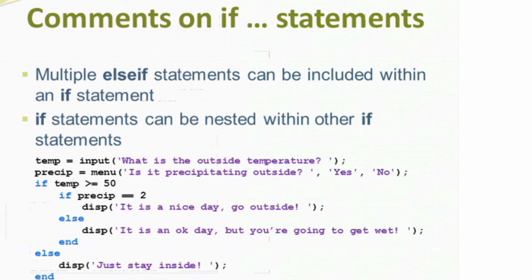So if the temperature is greater than 50 degrees and it's not precipitating, well, it's a nice day, you should go outside. Otherwise, that means that it is warm enough to go outside, but it might be raining or something like that. So you go outside, but you're probably going to get wet. If the temperature is less than 50 degrees, it's too cold, you should just stay inside regardless of whether it's precipitating, right? So we can see that we have that if structure, in this case an if-else structure, inside of the if. Okay, so really you can put anything you want as the Matlab commands inside of an if, or inside of an else, or inside of an else if.